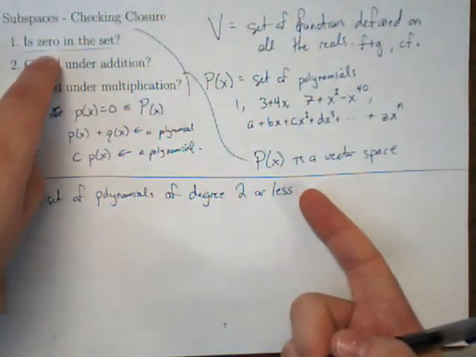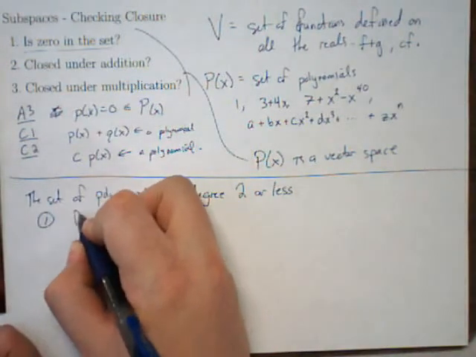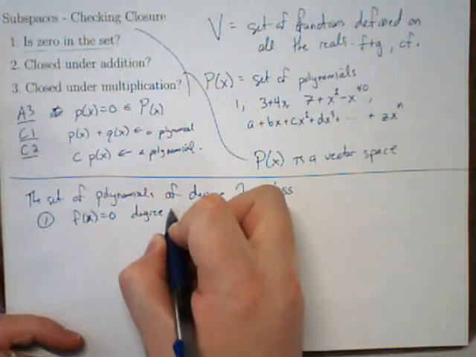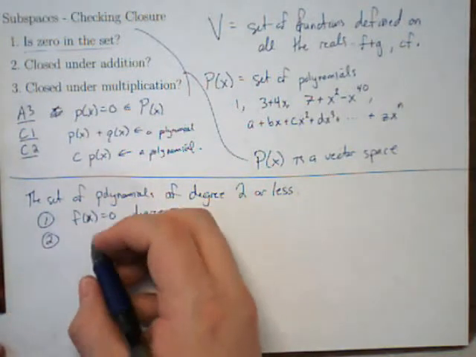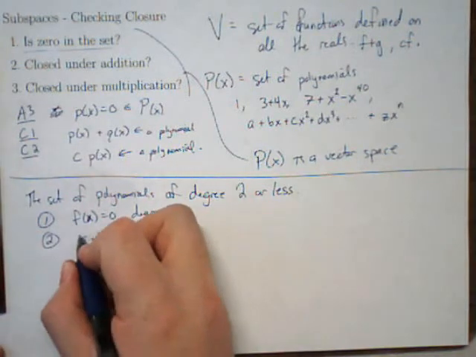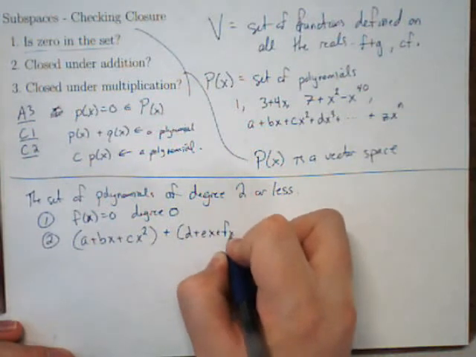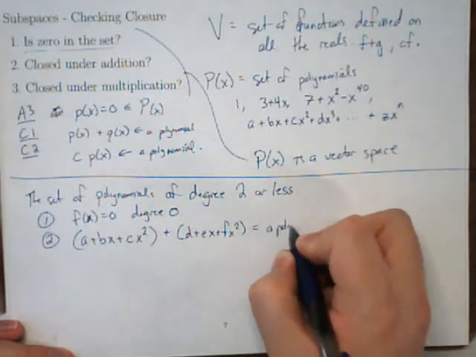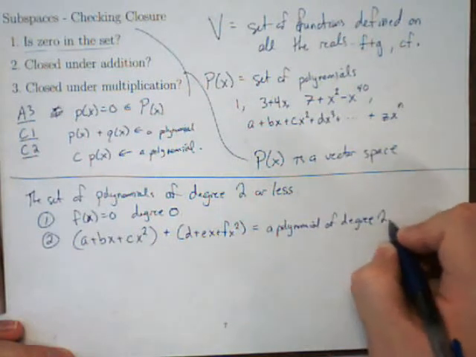So I just need to ask, is 0 in the set? Well, the set of polynomials of degree 2 or less. One, the function 0, we'll say it has degree 0. So it's in this set. Two, if I take a polynomial, a plus bx plus cx squared, and I add it to another, d plus ex plus fx squared, well, this is a polynomial of degree 2 or less.